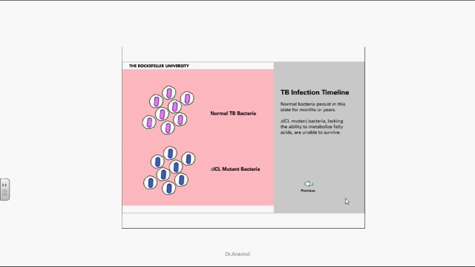Mutant bacteria that are defective in isocitrate lyase and therefore unable to utilize fatty acids are deficient for persistence once the host immune response is engaged. Unlike wild-type bacteria, which survive indefinitely in the host, ICL deficient bacteria are rapidly eliminated by the host immune response.